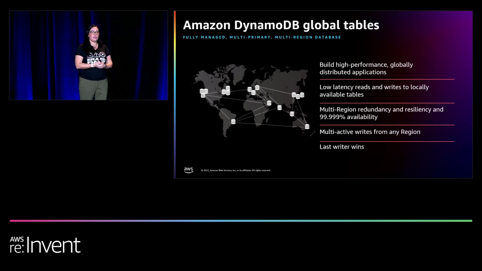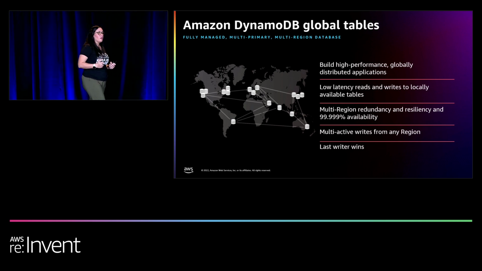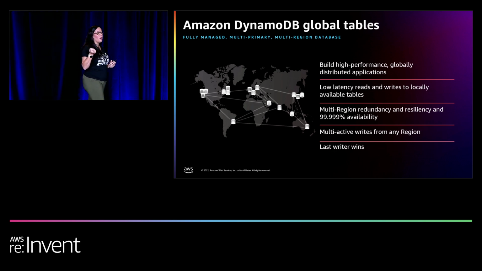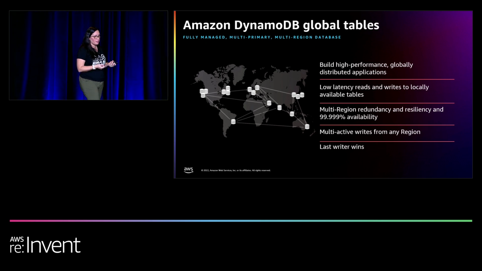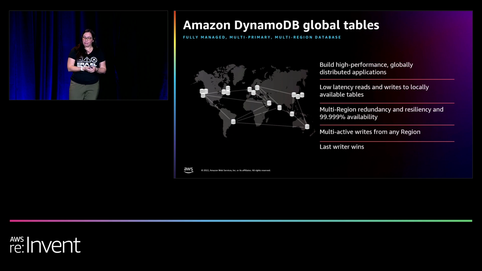So if we use this for the rare Pokemon card example, because of the rule that the last writer wins, the last person that bought the card will win. I don't know if that's fair, that's up to you to decide. But this is how Dynamo does it.